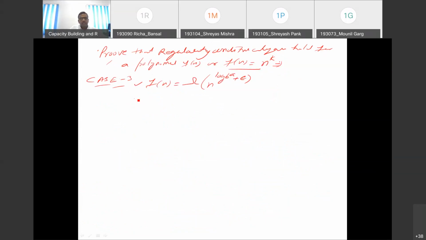And further we know that f of n is also a polynomial function. So both of these things are clear here. Now let this be 1, let this be 2. From 1 and 2 we can say that k is always going to be greater than n raised to the power log a base b. Can we say that, right?